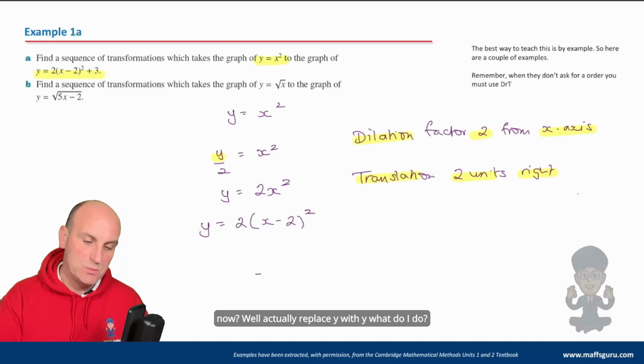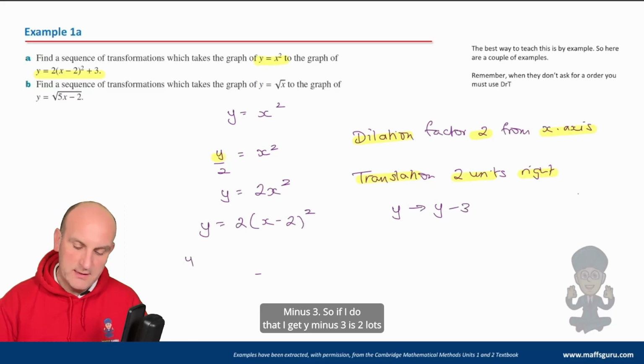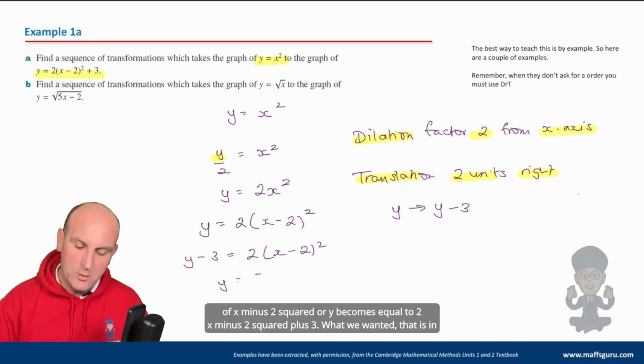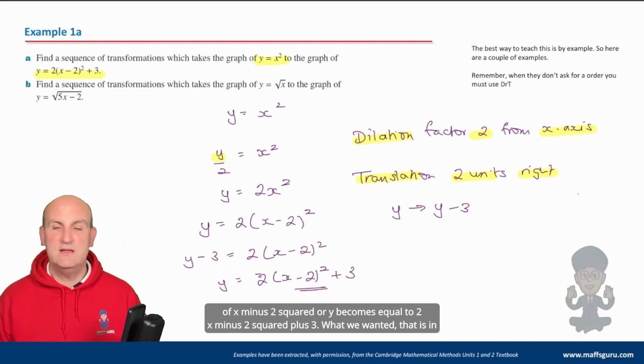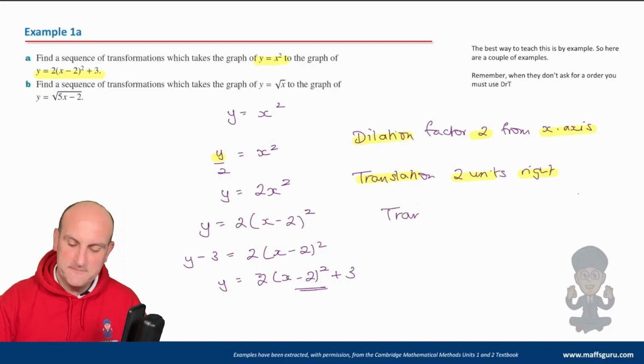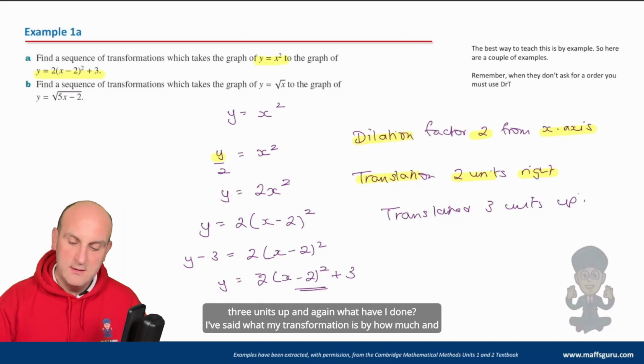So what's the only thing I've got to do now? Well, replace y with y minus 3. If I do that, I get y minus 3 is 2 lots of x minus 2 squared, or y becomes equal to 2, x minus 2 squared plus 3. Ka-ching! That is in fact what we wanted. All I need to do now is write down that I have translated 3 units up. And again, I've said what my transformation is, by how much, and in which direction.